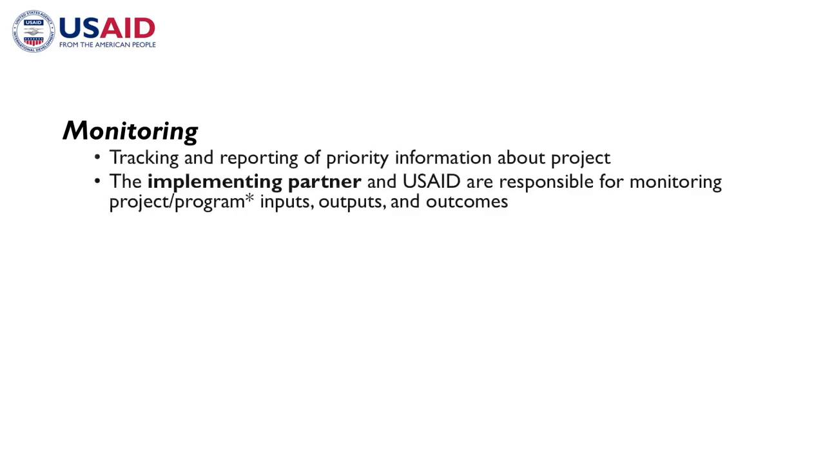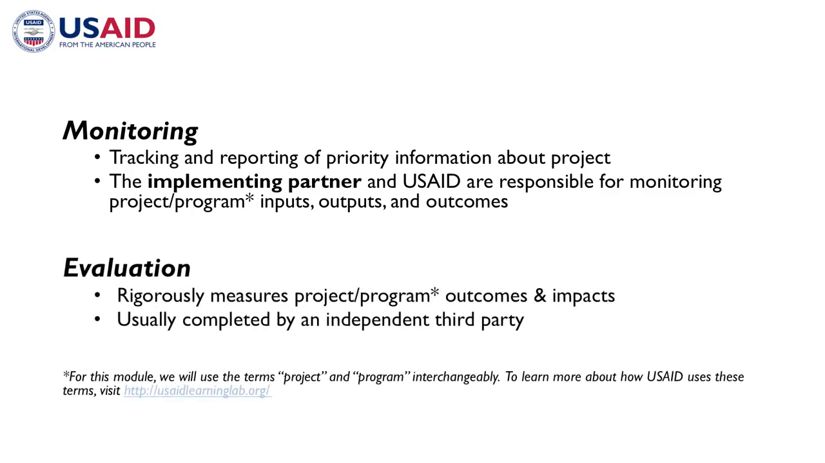So first, monitoring. Project monitoring and performance monitoring involves the tracking and reporting of priority information about a particular project or a portfolio of projects. Typically, the implementing partner is responsible for project monitoring, and USAID is responsible for project and portfolio monitoring across all of our projects. Evaluation, on the other hand, involves the rigorous measurement of project outcomes and impacts, and it's typically done by an independent third-party firm that is not involved in implementing the project that's being evaluated.